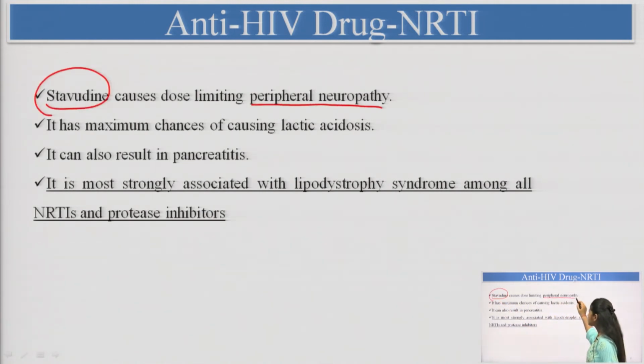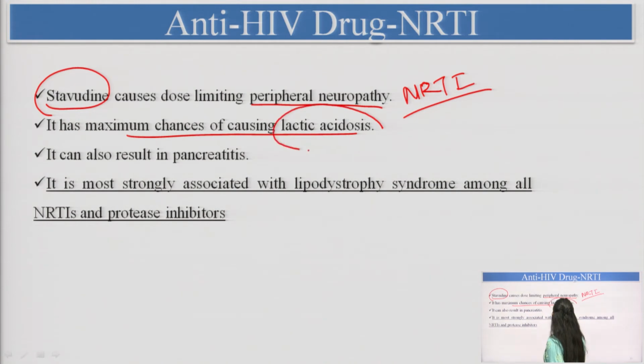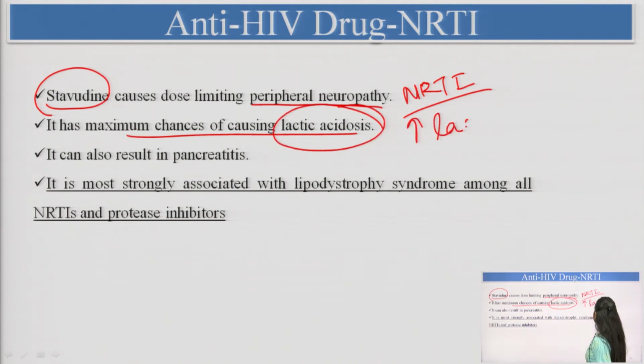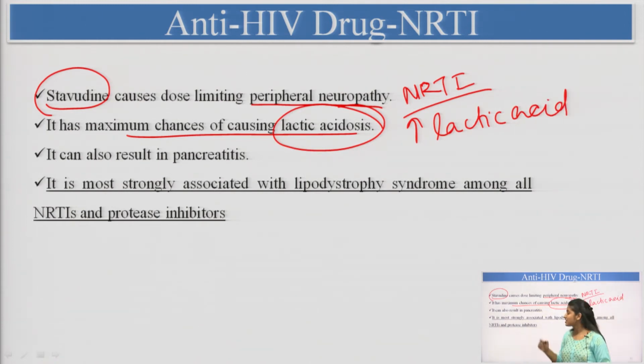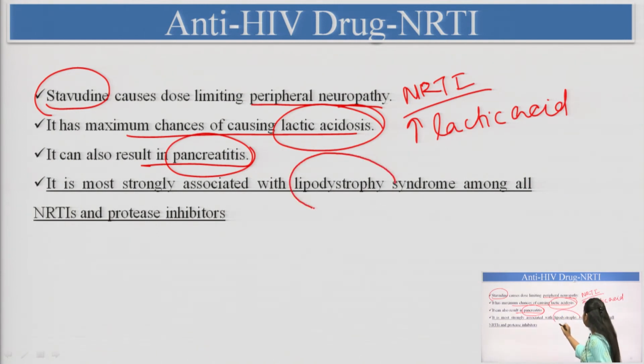This is also causing peripheral neuropathy. Not only this drug, all of the NRTIs, I told you, these nucleoside or nucleotide drugs are causing peripheral neuropathy. There are maximum chances of lactic acidosis, increase of lactic acid levels. They are causing mitochondrial toxicity, that is why lactic acid will increase. It also results in pancreatitis, the same effects we have seen in the previous drugs. It is more strongly associated with lipodystrophy syndrome.